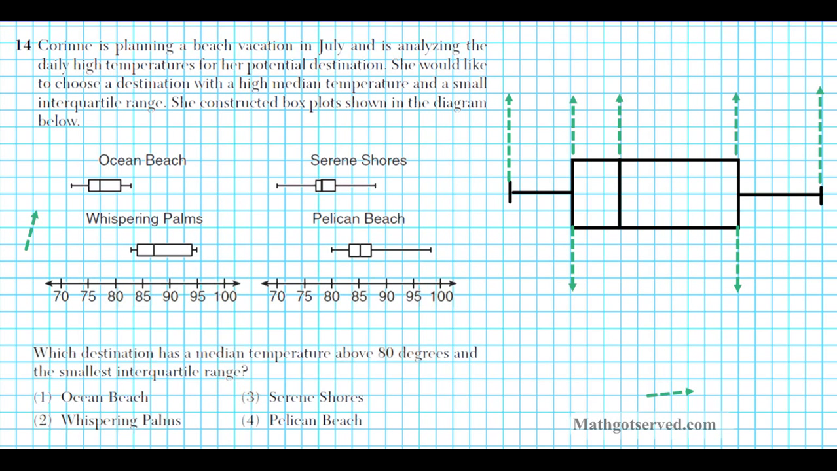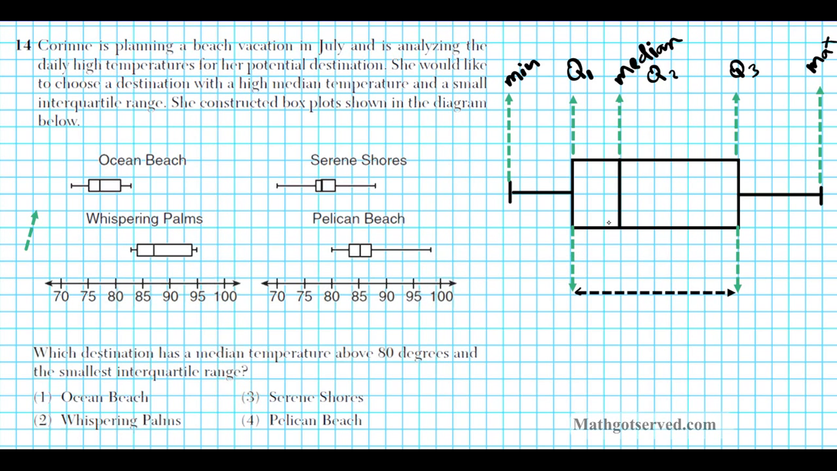Okay, so let's go ahead and label all the parts so we know what we're looking for. So we have here the minimum. This is the minimum or lower bound. This is Q1, first quartile. This is the median or Q2. This is Q3, and this is the max.